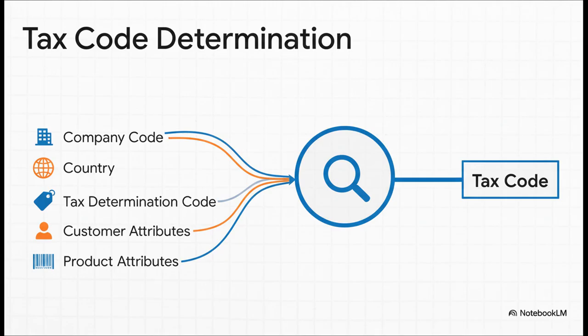So how does it find the right code? Well, the system basically acts like a detective. It uses a bunch of clues to find the perfect match. As you can see here, it's looking at everything: your company, the country of the sale, and even specific details about the customer and the product itself. It's this mix of factors that makes the whole thing so precise.